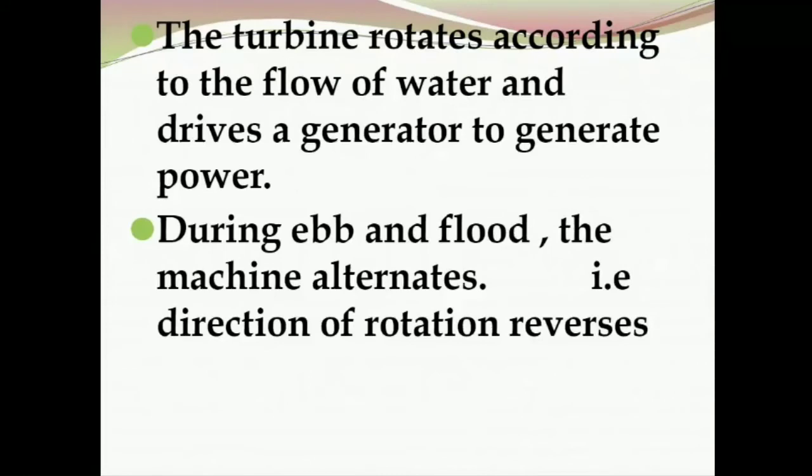Depending upon the number of basins as well as the type of generation, that is, some systems generate during flood tide only, some generate during ebb tide only, and some can generate electricity during ebb as well as flood condition. So the classification is based on number of basins as well as the time of generation.